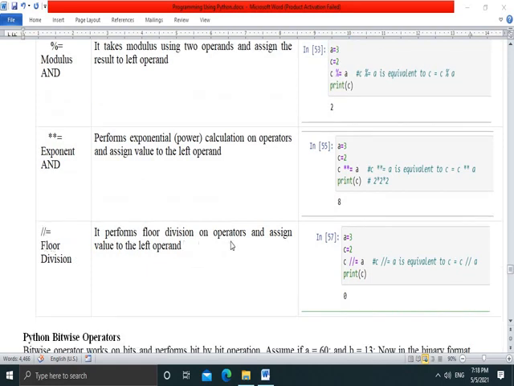Next is floor division. It performs floor division on the operands and assigns the value to the left operand. This floor division is similar to the division operator. So here a equal to 3, c equal to 2, then c floor division a, it performs 2 divided by 3, answer is 0.